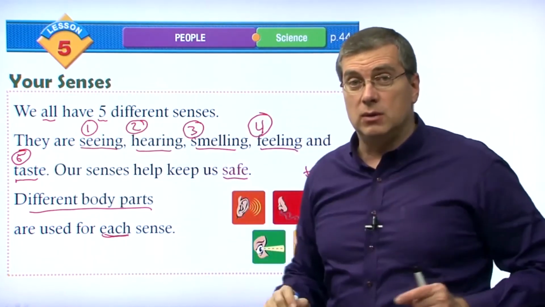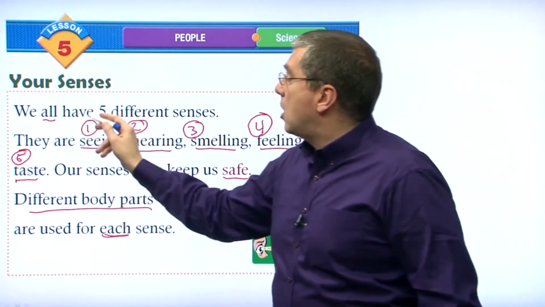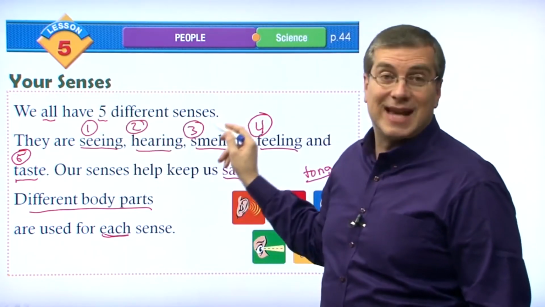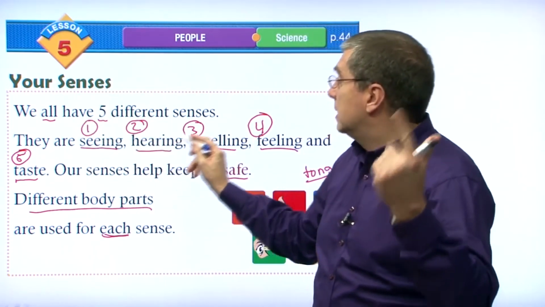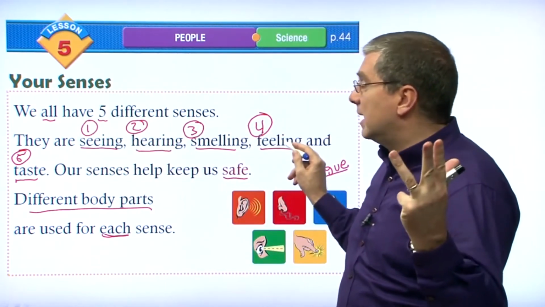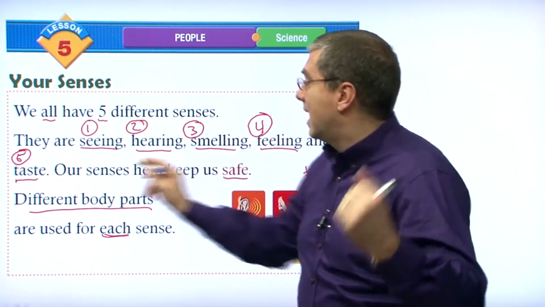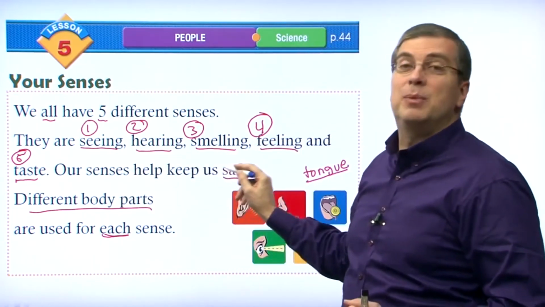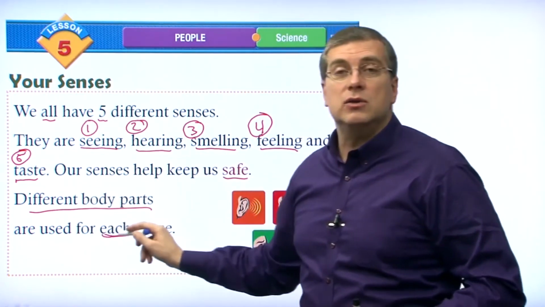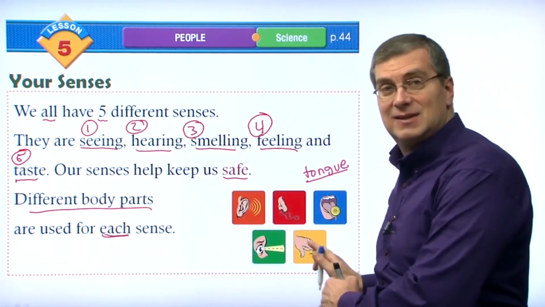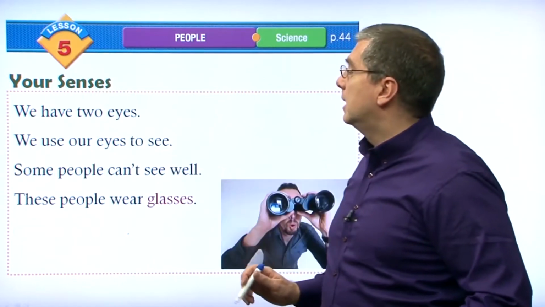Okay, let's review. Let's read together. We all have 5 different senses. They are seeing, hearing, smelling, feeling, and taste. Our senses help keep us safe. Different body parts are used for each sense. Okay, let's move on.